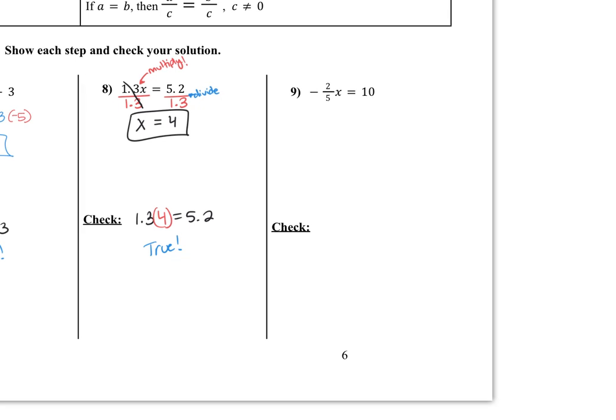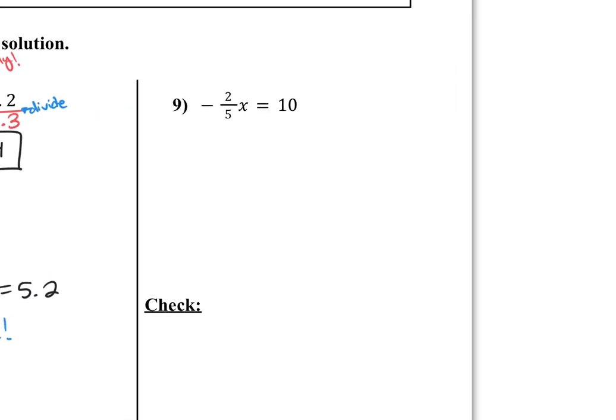Last one on this page that we're going to do is -2 divided by 5 times x equals 10. Like I said before, there are lots of different ways to do this. Some people like to get rid of their fraction and make it a decimal. Yes, absolutely. When it's not repeating, you can definitely make it a decimal simply by doing 2 divided by 5, okay?